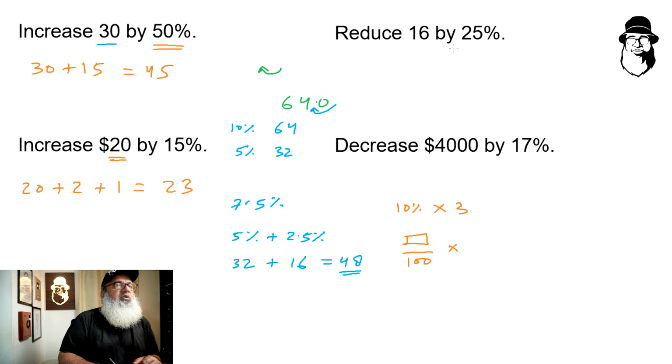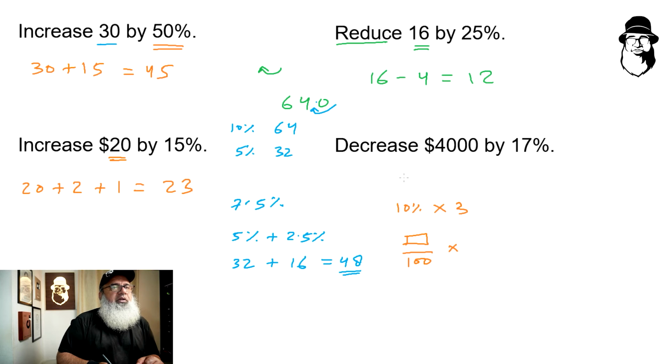And let's say we want to reduce 16 by 25%. 25% is always 1/4, because 25 is 1/4 of 100. So we just divide 16 by 4 to get 4. So 16 is reduced, so minus 4, we get 12.